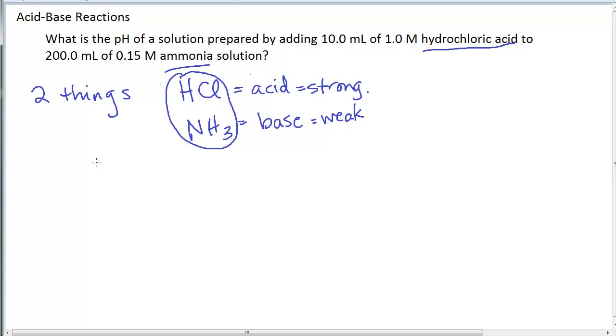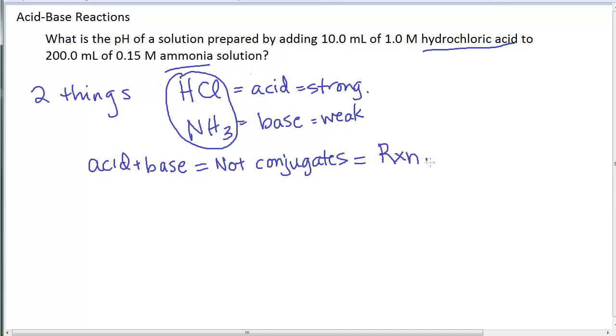The next question after I identify the acid and the base is to ask myself, are they conjugates or not? And these two are not conjugates. Again, that is a chapter 15 kind of thing that you still have to be familiar with. These two are not conjugate acid-base pair. And since they're not conjugates, then how do I work that? I run a chemical reaction. This is a reaction between an acid and a base.